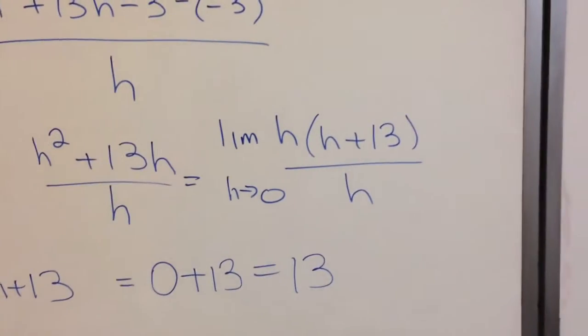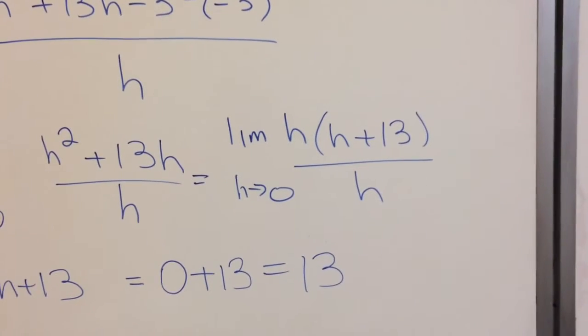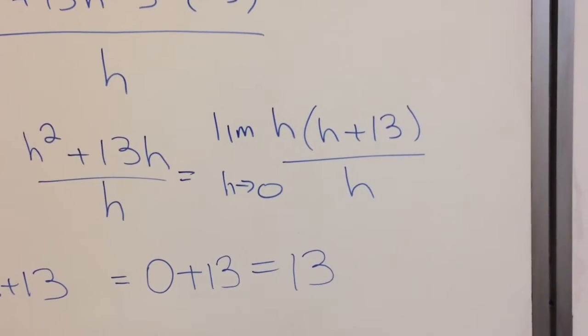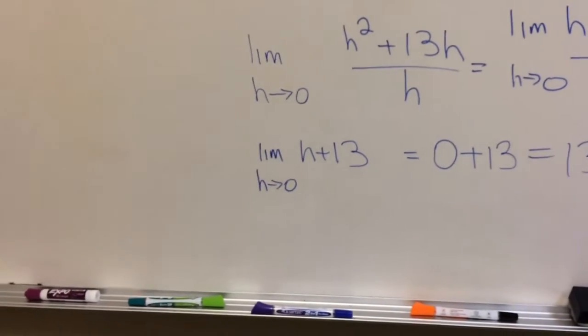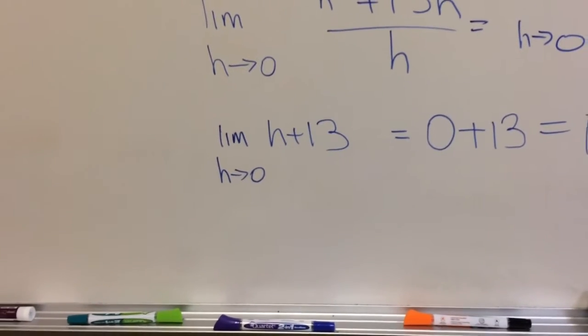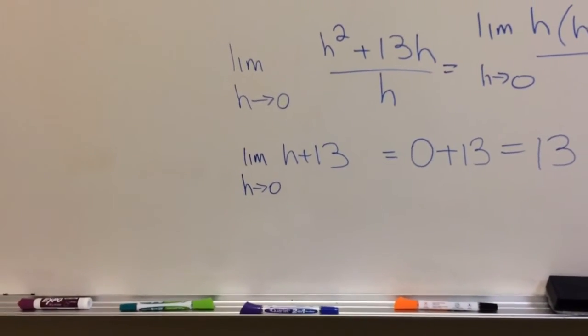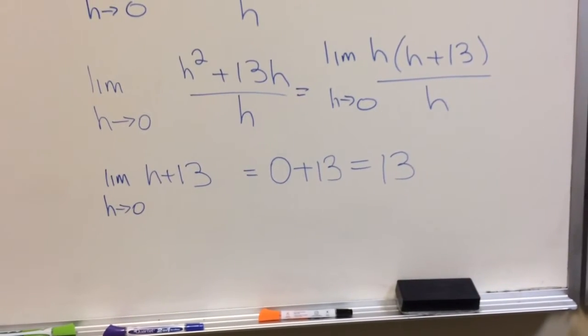So we have the limit of h times h plus 13 over h as h approaches 0, and we cancel our h's out. Next, we have our limit of h plus 13 as h approaches 0, and this is a polynomial, so we can substitute all our zeros in for h. So we have 0 plus 13, and our instantaneous rate of change is 13.